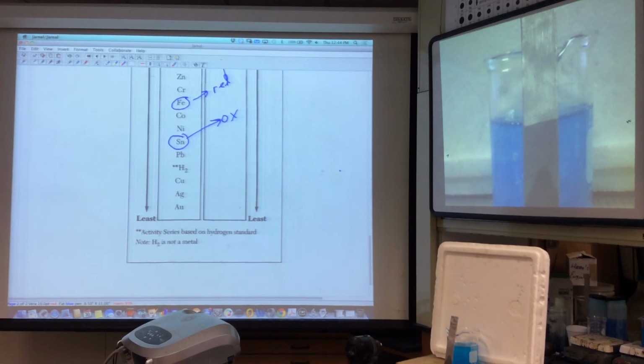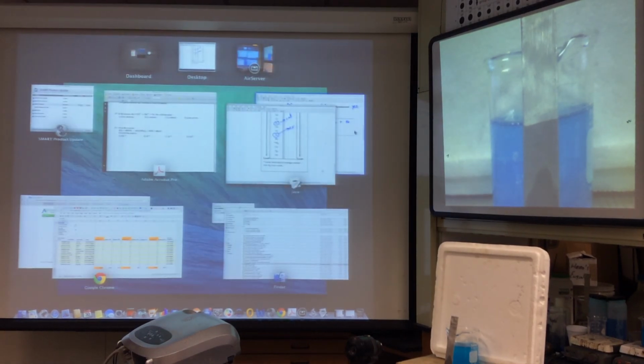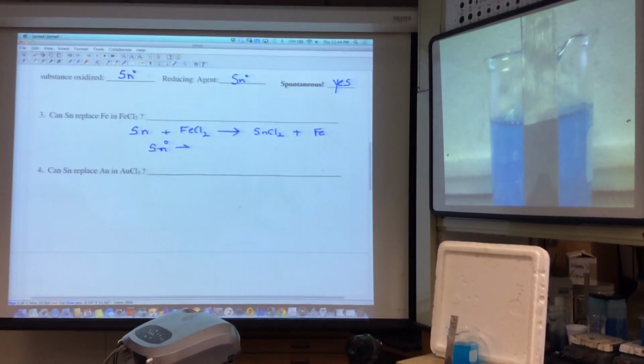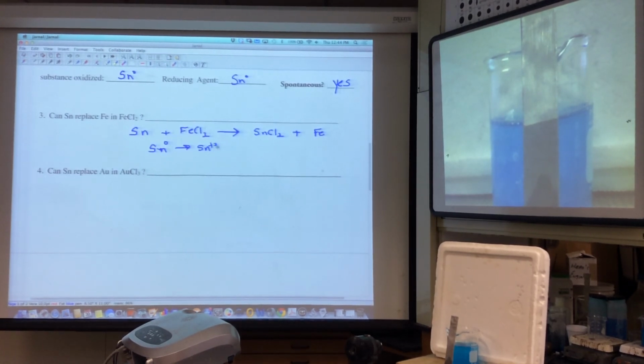Now, if you don't see it, too bad. No, if you don't see it, write half reactions. What would you get? Tin 0 going to tin plus 2 plus electrons, and you'd see, oh, that's oxidizing. Oh, this is plus 2 going to plus 0. That means iron plus 2 is gaining 2 electrons. How about the next question?